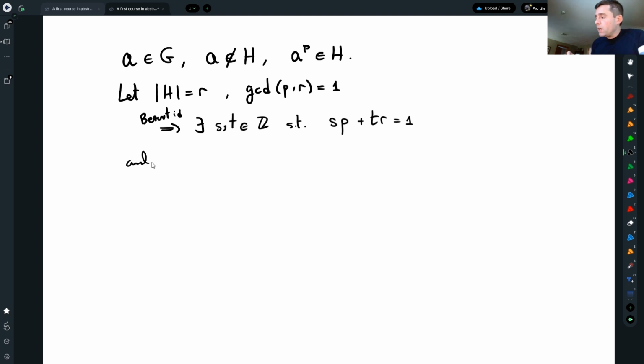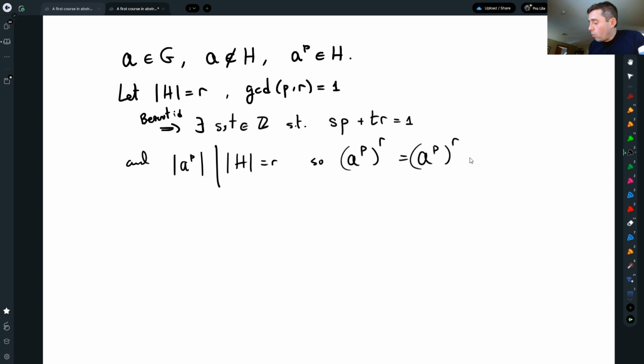And the order of A to the P has to divide the order of the group, right? Because A to the P is in H, so the order of A to the P has to divide the order of the group where it lives, which is H, which is R. So what is that? That tells me that A to the P to the R is 1. So that tells me that actually, there are the same exponents here. This is saying that A to the R to the P is 1. And that is exactly what I want.